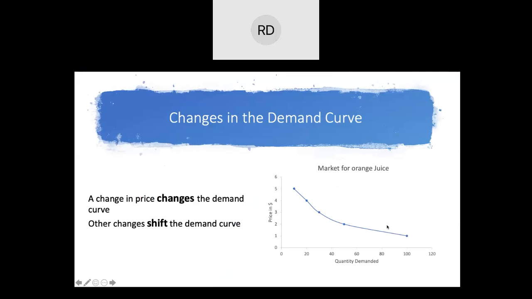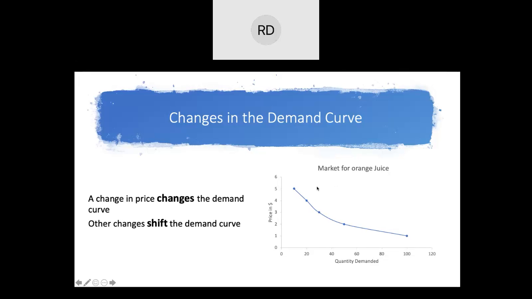Now, let's talk about the changes in the demand curve. Something really important here is that we have to remember always that a change in price changes the demand curve, but any other change will shift the demand curve. Now, let's see what I mean by that.